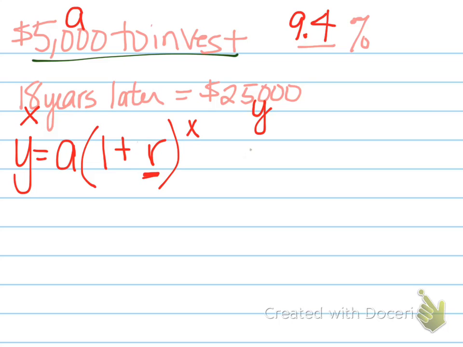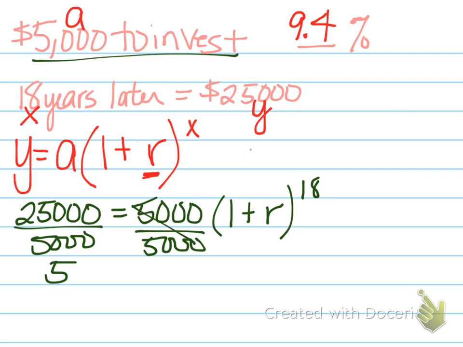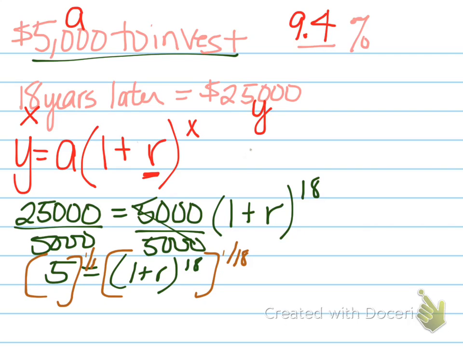So when I fill in all of the numbers here, I get 25,000 equals 5,000 times 1 plus R, that's what I don't know, to the 18th power. So this looks very similar to the first way. And again, I start by dividing out my 5,000, which gives me 5 equals 1 plus R to the 18th power. Again, I'm going to need to raise this to the 1 over 18 power so that I can cancel out my exponents.